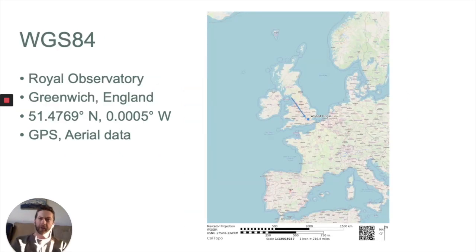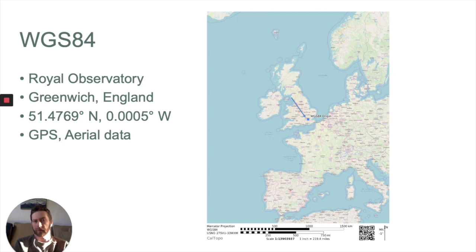Then we get into WGS 84. Again, this is World Geodetic System of 1984. The point of origin for this is actually in Greenwich, England. If you're familiar with longitude, this is also where the prime meridian runs. This was published in 1984, so this was after GPS was invented, and fortunately, they were able to use that technology for this datum.